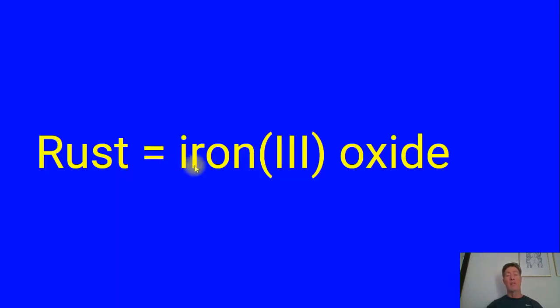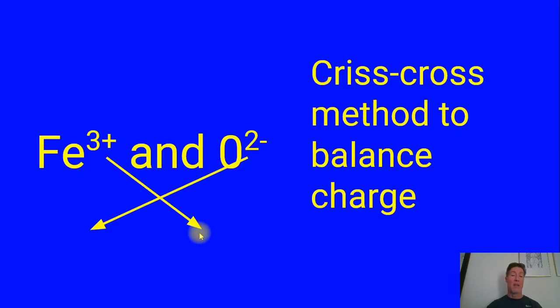How about rust? Well, rust is iron 3 oxide. And what does that 3 tell us? That it forms a +3 cation. So we put the +3 iron here on one side. That's the cation. Here we know that oxygen forms a -2 because it's positioned in the periodic table. And now we're going to use what's called the crisscross method to balance the charges.